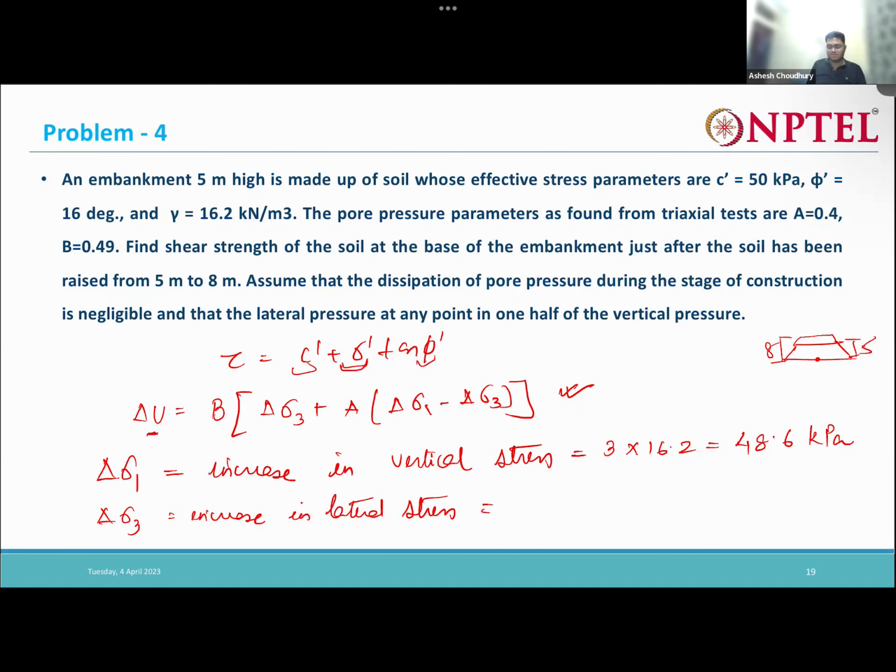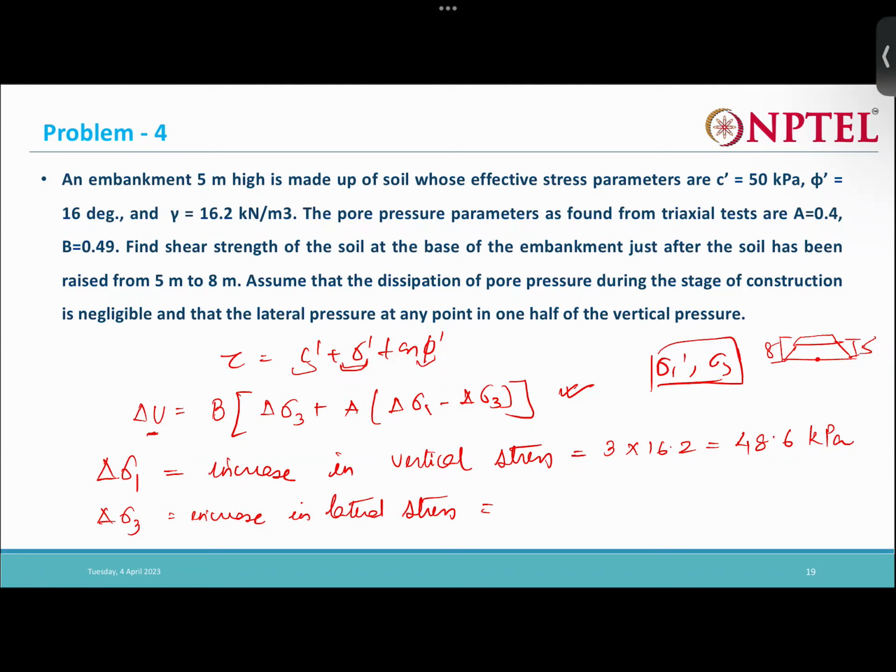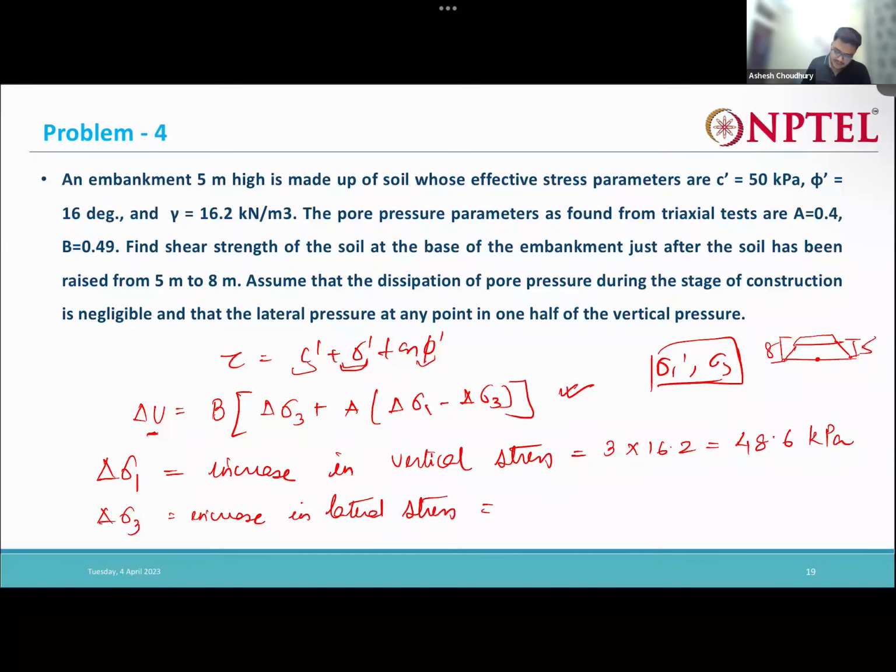We do not know the U value, right? So we cannot calculate sigma 1 dash, sigma 3 dash. We do not know the pore water pressure, right? So that is our first target: to determine the increase in the pore water pressure due to this change in stresses. So this delta sigma 3 is already given in the question here. You can see.